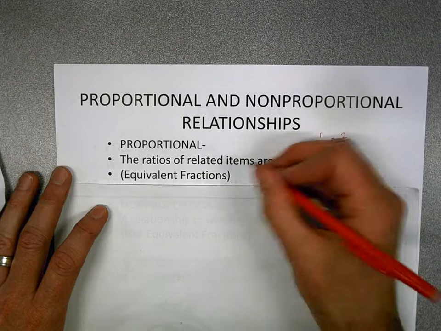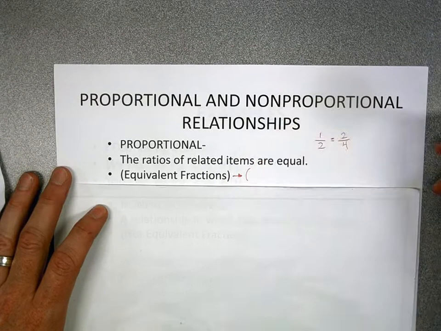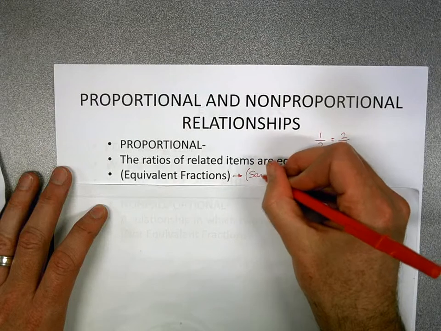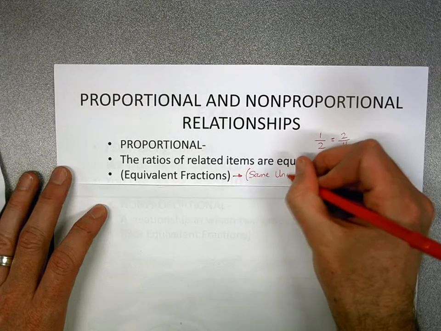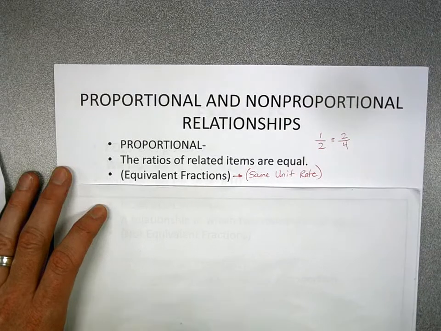Something else you can write in your box is when two things are proportional, they will have the same unit rate. The same unit rate.